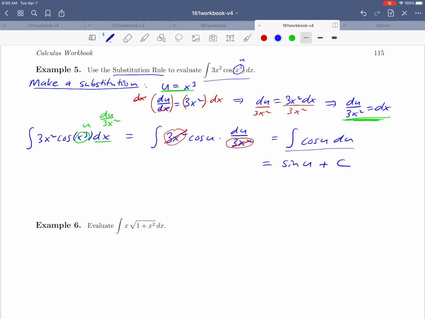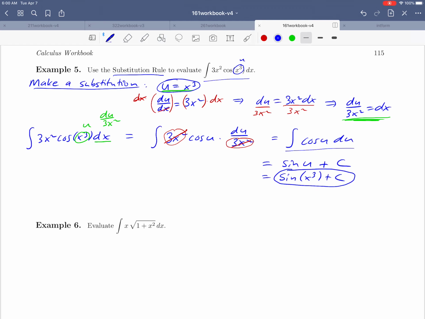The plus c is just because we're talking about a general antiderivative. The last step might be to notice that u is a variable that we invented in the problem, so we should really get our answer in terms of x. We can do that by remembering that u is really equal to x cubed, so we'll just substitute back again. And that should be the answer to our problem.